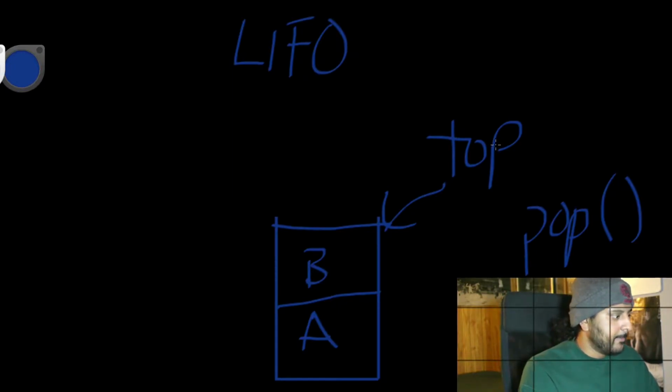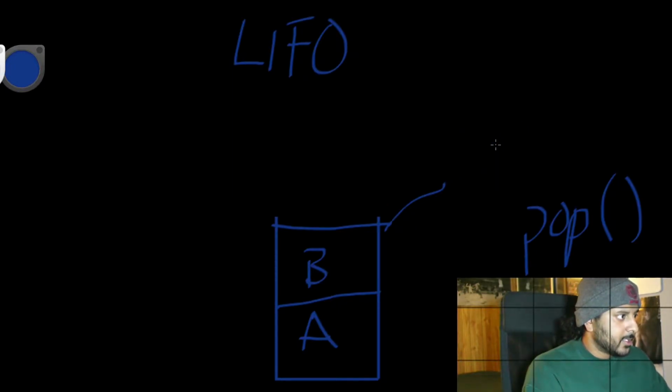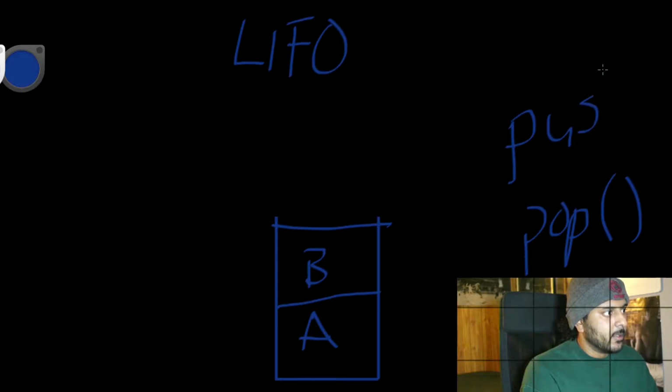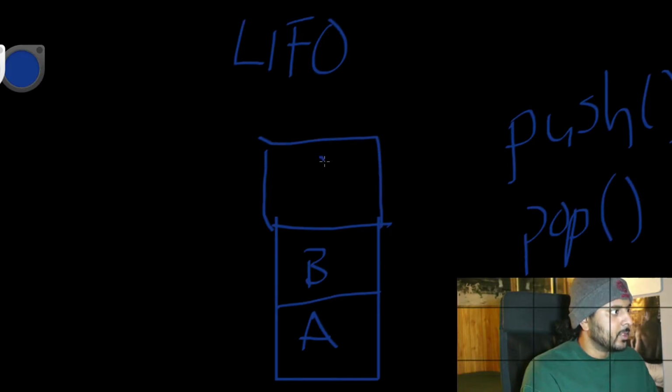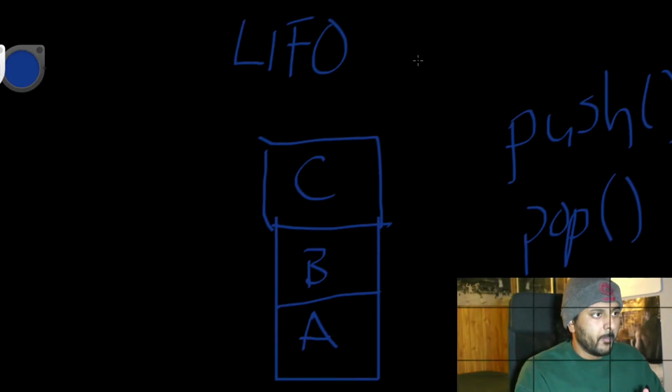On the other side, if we wanted to add something to the stack, we do something called a push operation. So push just lets you add an item to the top of the stack. So push and pop are the two main methods associated with stacks, and I'm going to show you how to implement those.